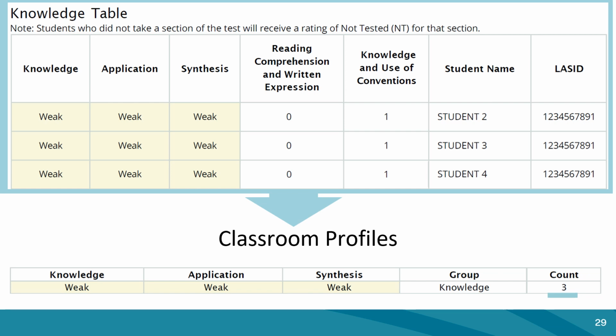The top of this slide shows the data for all 3 students who scored weak in all 3 reporting categories. In this case, students 2, 3, and 4 all had the same scores. The profile table collapses this data into a count and shows the number of students for each unique pattern. This is a finer grained grouping of students than what was shown in the grouped rosters.